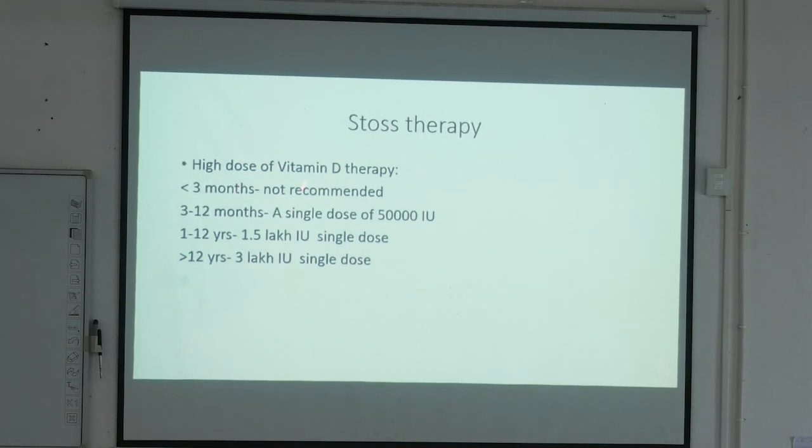Less than 3 months, it is not recommended. From 3 to 12 months, a single dose of 50,000 units. 1 to 12 years, 1.5 lakh single dose, and more than 12 years, 3 lakhs. So it is not 6 lakhs, it is 3 lakhs for more than 12 years, and 1 to 12 years, 1.5 lakhs. So these are the STOSS therapy, a large amount of dose in a single time.